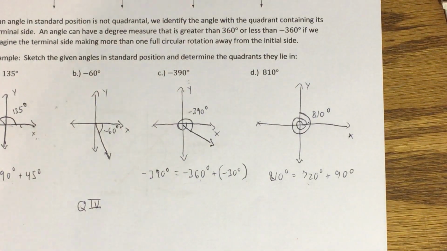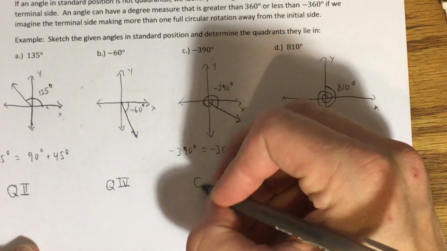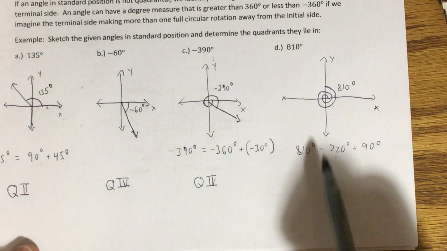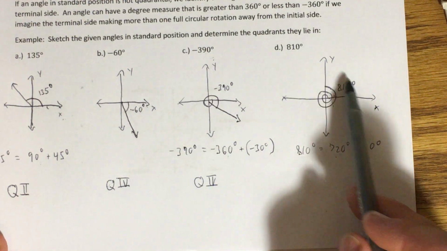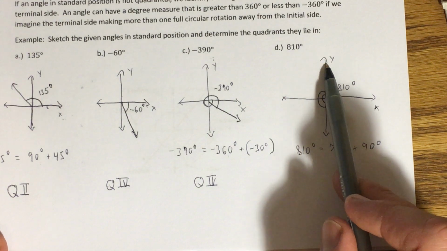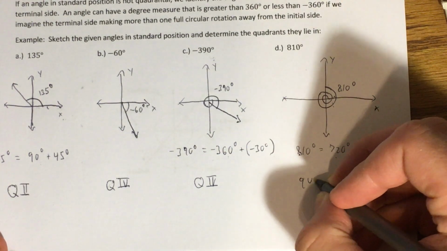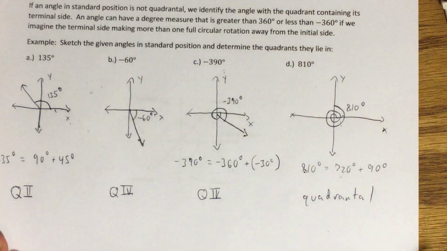And notice this one, I forgot to write the quadrant in the last one, I just realized. So that one also is in quadrant 4. And notice this one is a quadrantal angle. It's not in a quadrant because the terminal side landed on the positive y-axis, which is a border between 2 quadrants. So it's not in a quadrant, it's a quadrantal angle. I'm just going to write quadrantal for that one.